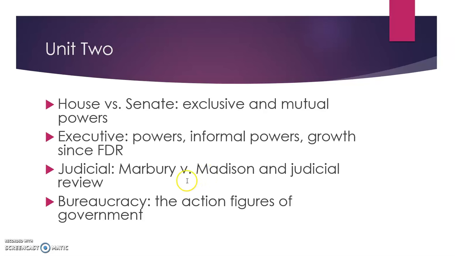Madison, which allows it to declare laws and acts of the federal government unconstitutional. Very, very important that you are aware of judicial review. That's its biggest check on the House, Senate, as well as the executive branch.